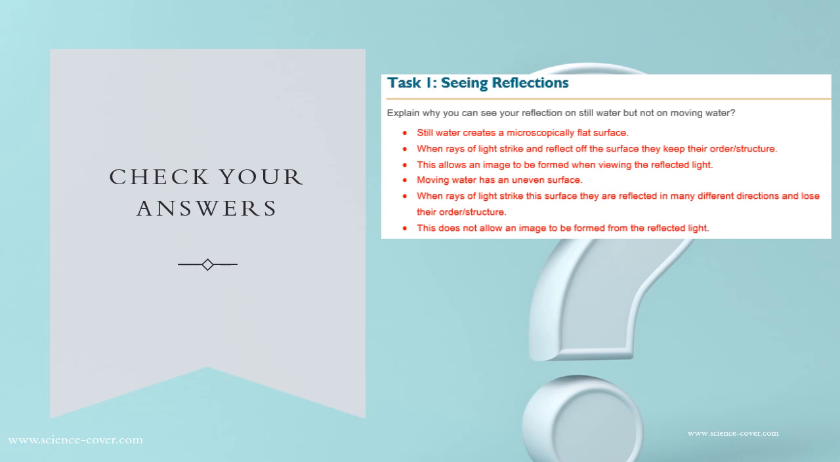Moving water has an uneven surface. When the rays of light strike this surface, they are reflected off in many directions and lose their order or their structure. This does not allow an image to be formed from the reflected light.